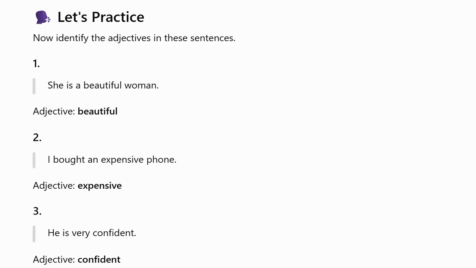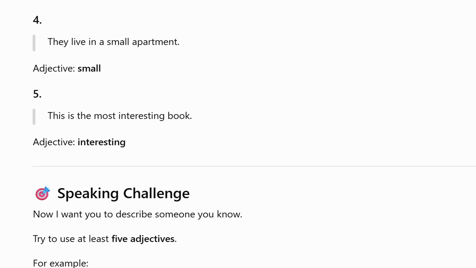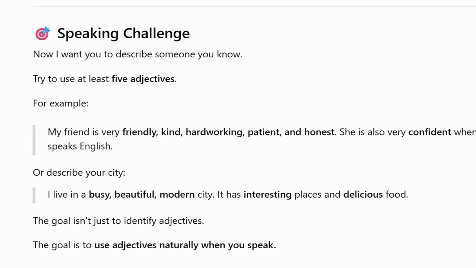Let's practice. Now identify the adjective in these sentences. She is a beautiful woman. Adjective: beautiful. I bought an expensive phone. Adjective: expensive. He is very confident. Adjective: confident. They live in a small apartment. Adjective: small. This is the most interesting book. Adjective: interesting.